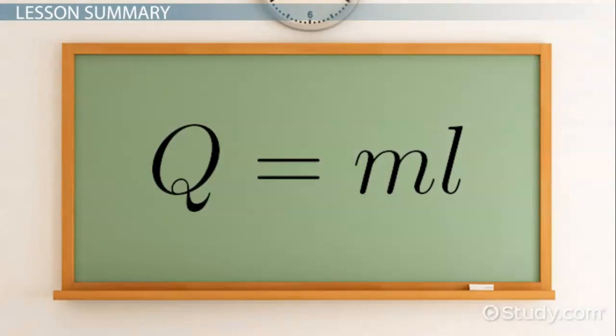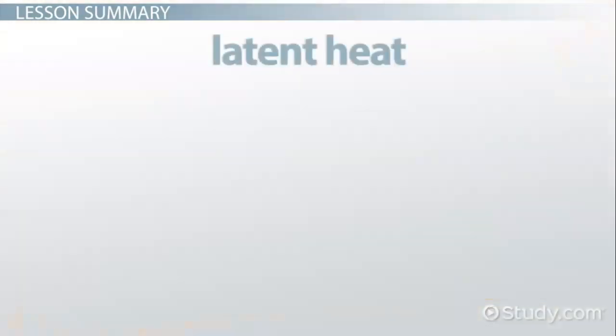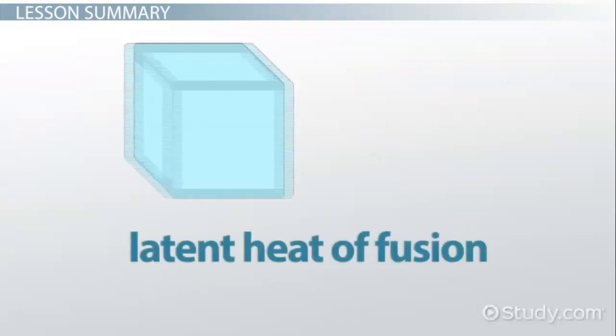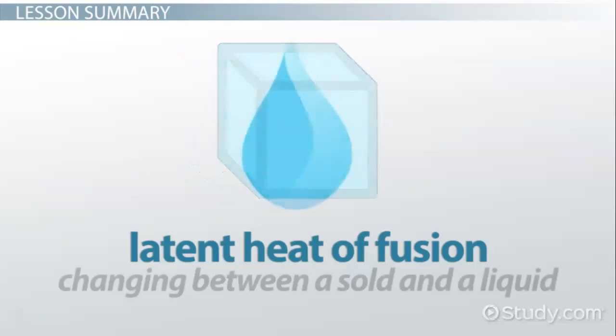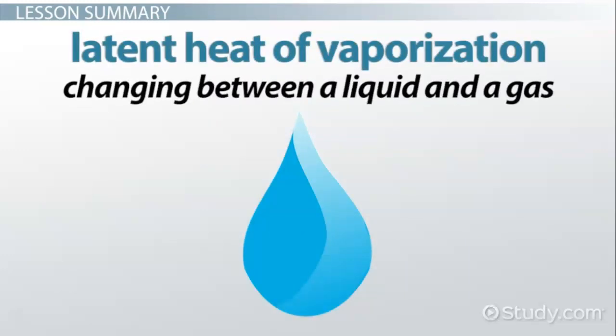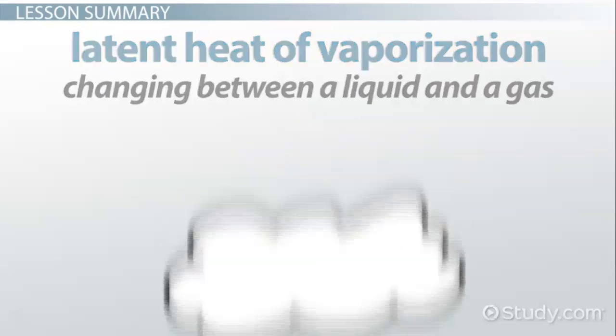The latent heat equation is used for finding out how much heat is added to change a substance's phase. Q equals mL. Latent heat, or L, is the heat required to change a substance's phase per unit of mass. Latent heat can either be latent heat of fusion for changing between a solid and a liquid, or latent heat of vaporization for changing between a liquid and a gas.